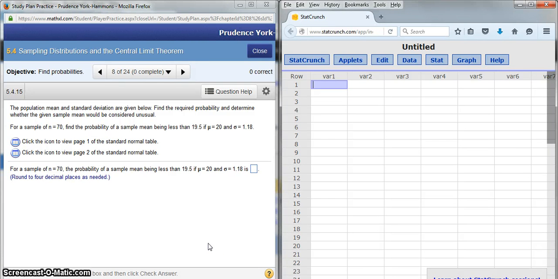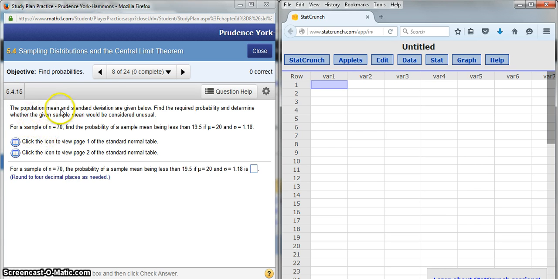Greetings, class. I've had a couple of emails about problems from Chapter 5, Section 4, about using StatCrunch to find probabilities with sampling distributions. So I found an example from the study guide, 5.4.15, out of the study plan.